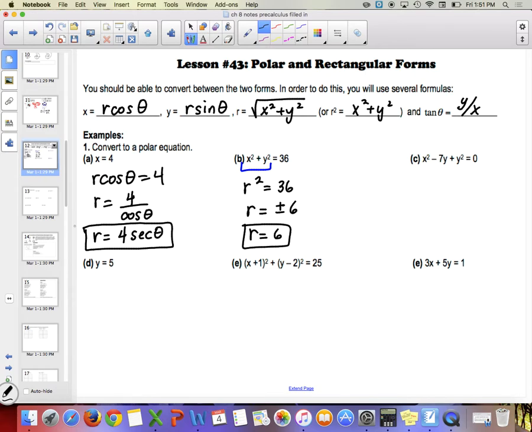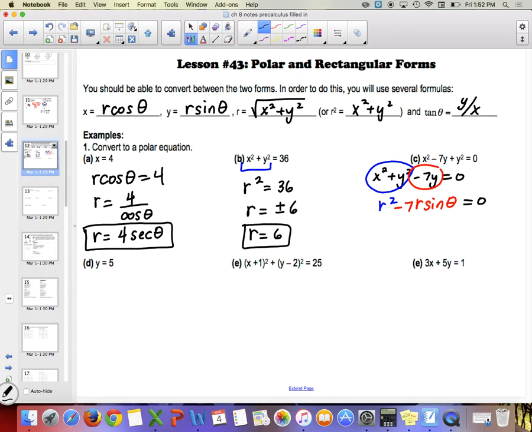All right, so the next one, x squared minus 7y plus y squared equals 0. So we got to do a little moving around. How about if I move it around to x squared plus y squared minus 7y equals 0? Yeah, x squared plus y squared, that's r squared. And then the minus 7y part, what's that? Minus 7 times r sine of theta, exactly. Equals 0.